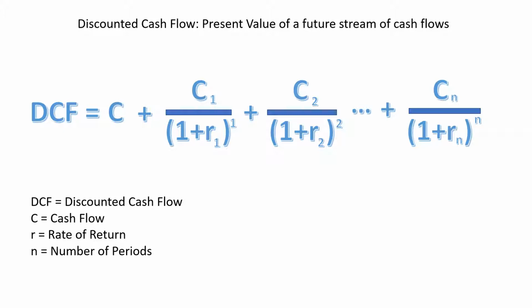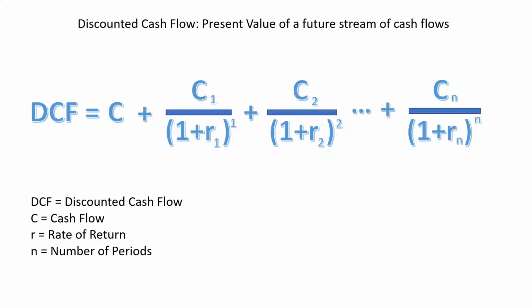So for example, in this calculation, we have our initial cash flow, and we add to that the cash flow in period 1 over the discount rate in period 1 raised up to the first power since it's the first period. Then we add to that the cash flow in period 2 over the discount rate in period 2 raised up to the second power because it's the second period. And you add all of the cash flows from all the periods together with their individual discount rates, and that's how you find the discounted cash flow.